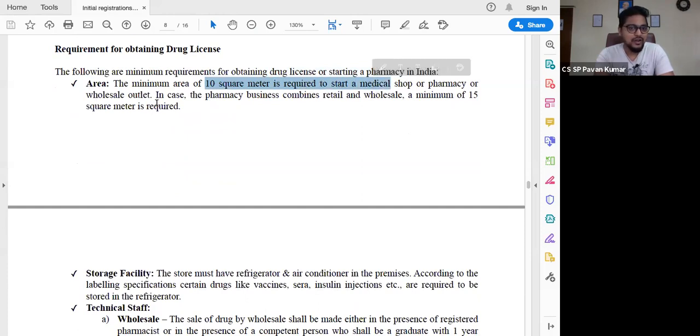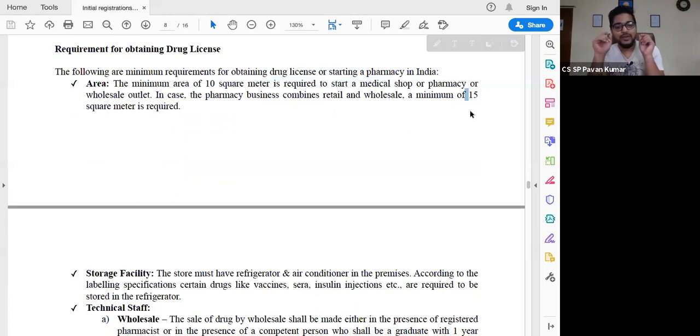or a wholesale outlet. And in case the pharmacy business combines retail and wholesale, in that case 15 square meter is required. Okay, when it's a combination of both, 15 square meter; only retail, 10 square meter. At least that big that medical shop should be.